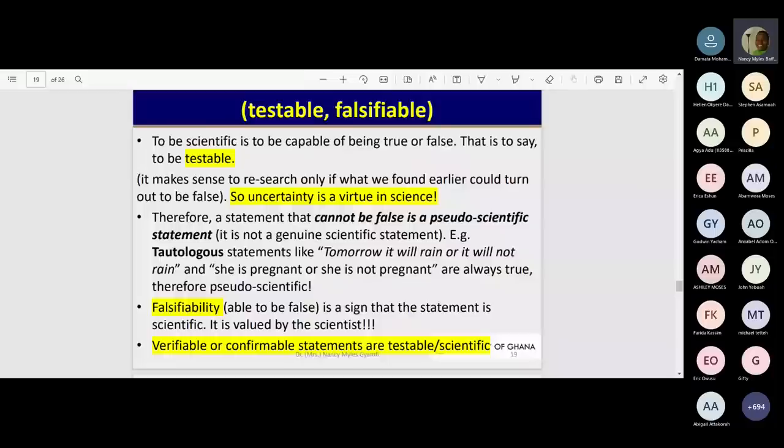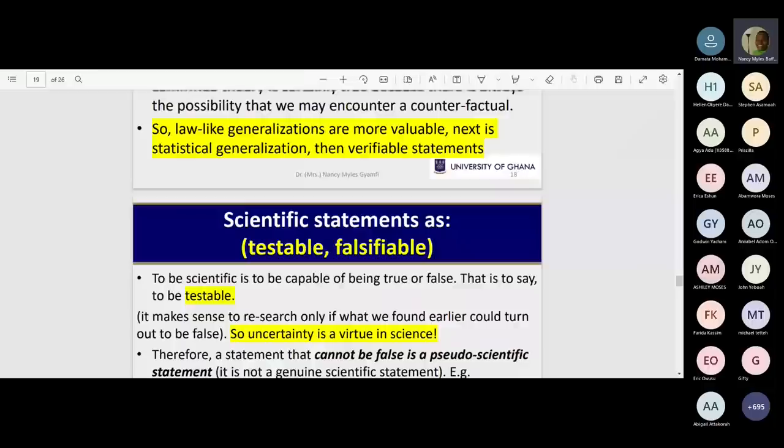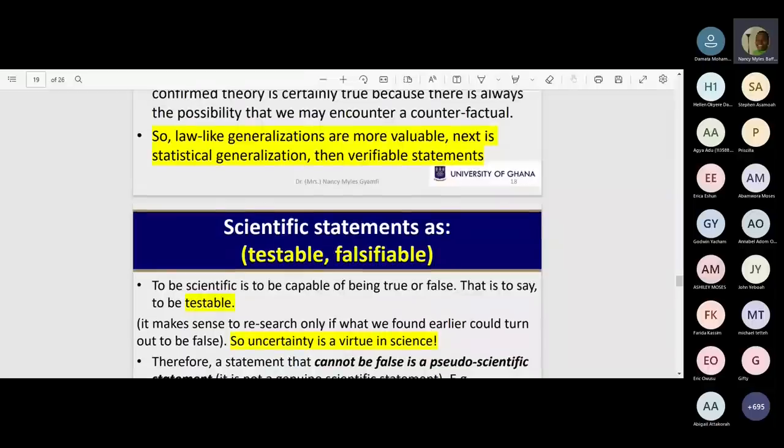So remember that to be scientific, if you are making a note, write it down, is to be testable. To be testable means to be falsifiable. To be falsifiable means valued by the scientist. The scientist wants statements that can be false, not statements that are necessarily true. It doesn't inspire research. If it's necessarily true, what are we going to research for again?